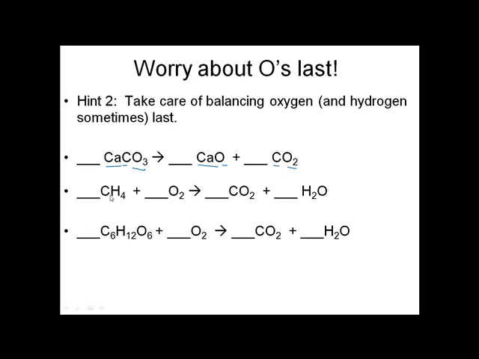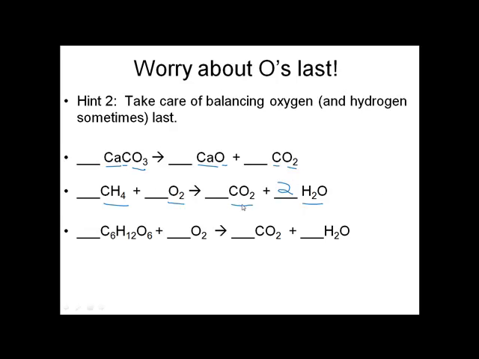This is a combustion reaction. We have a fuel plus oxygen. When we're burning something, we get carbon dioxide and water vapor. So let's look. Carbons, I have 1 on the left, 1 on the right. That's good. Hydrogens, I have 4 on the left, only 2 on the right. So I'm going to put a 2 in front of my H2O.